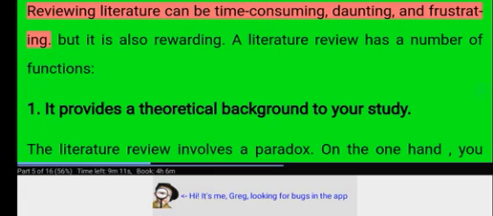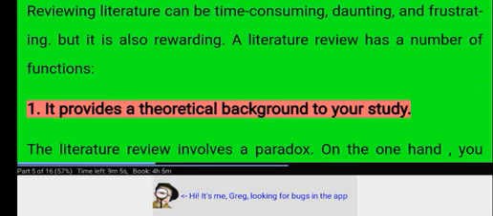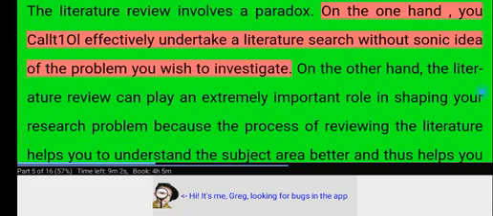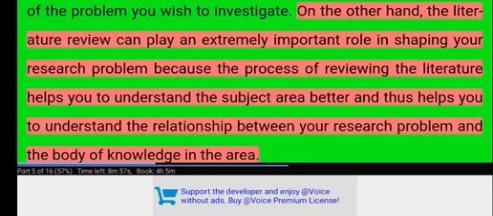Reviewing literature can be time-consuming, daunting, and frustrating, but it is also rewarding. A literature review has a number of functions. 1. It provides a theoretical background to your study. The literature review involves a paradox. On the one hand, you can't effectively undertake a literature search without some idea of the problem you wish to investigate. On the other hand, the literature review can play an extremely important role in shaping your research problem because the process of reviewing the literature helps you to understand the subject area better and thus helps you to understand the relationship between your research problem and the body of knowledge in the area.